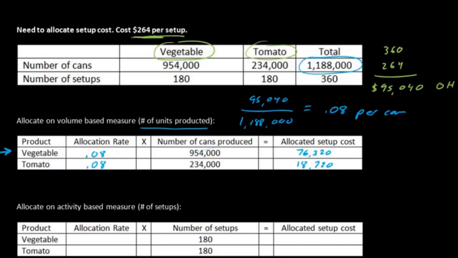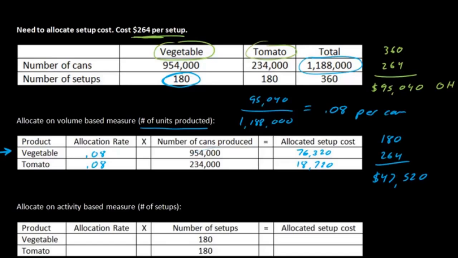The problem is, let's say we decided to eliminate vegetable soup right here. We decide that we no longer want to make vegetable soup. Would we eliminate $76,320 of cost as well? And the answer is no. If we were to eliminate vegetable soup, we would only eliminate 180 setups. That's all we would eliminate. So how much would we actually eliminate in terms of cost? Well, 180 setups times $264 per setup, we would only eliminate $47,520 in cost.